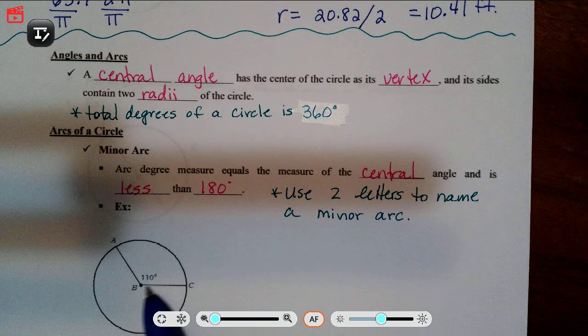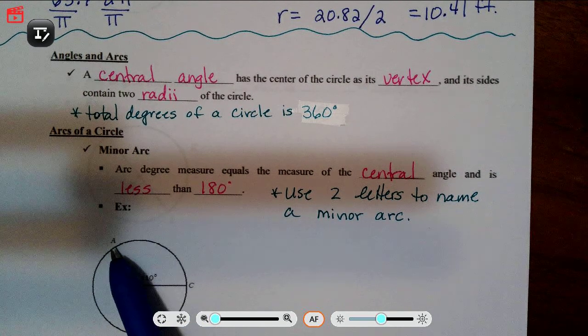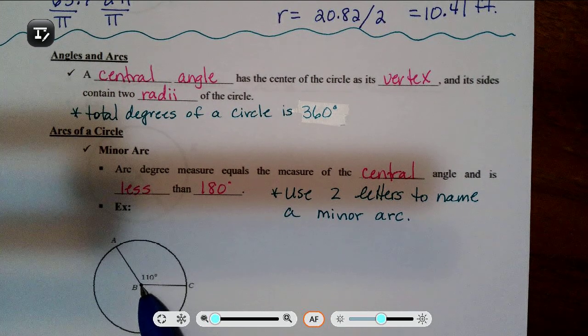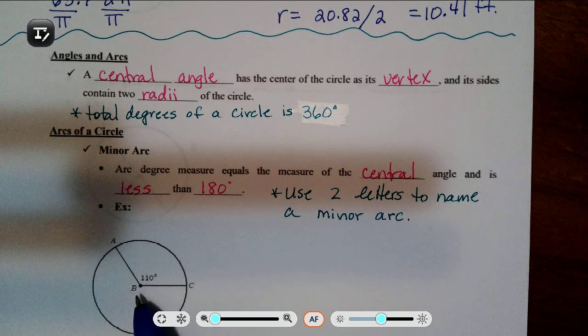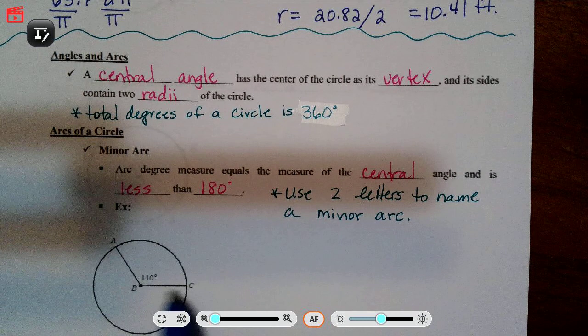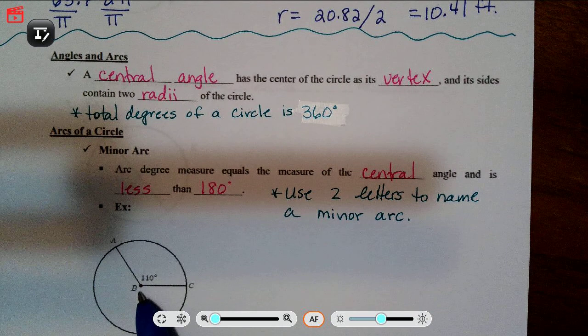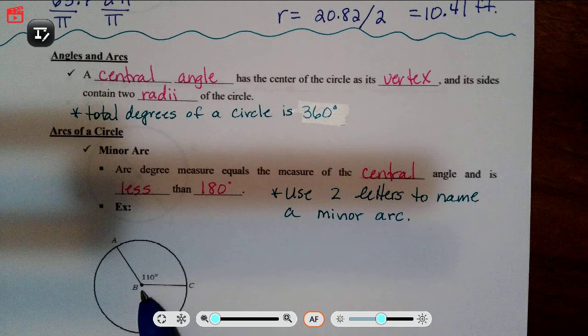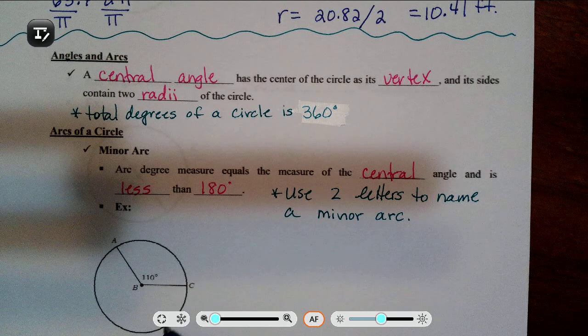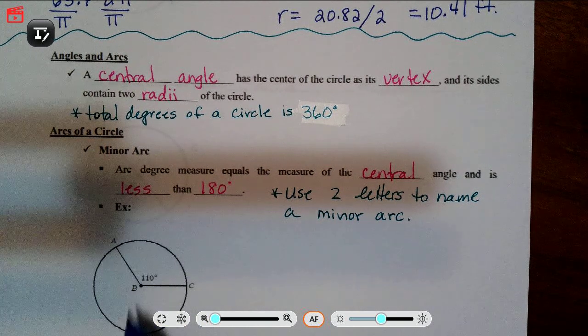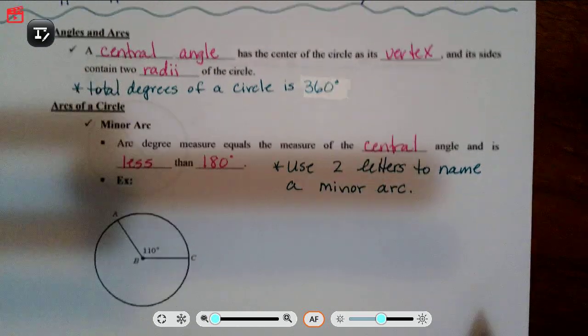ABC. I have a central angle. The angle starts on one of the endpoints of the circle, it comes to the center, and then it comes back out to the edge of the circle. So it makes sense. It's an angle that is formed by using the center point. Okay? One thing to keep in mind is that if I started at A and I walked all the way around and came back to A, the total number of degrees in a circle is 360 degrees. So that's just one little thing to keep in mind.